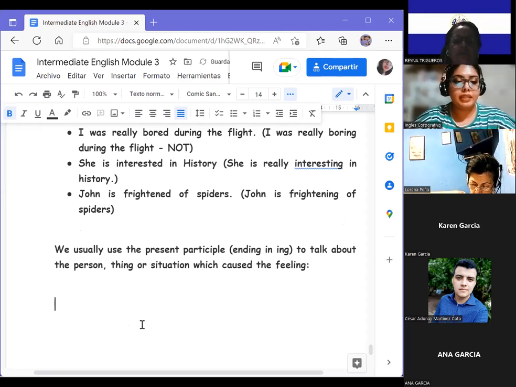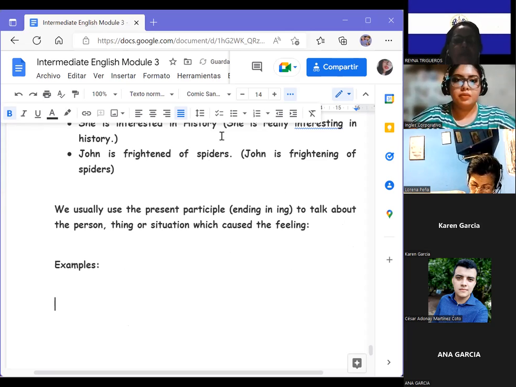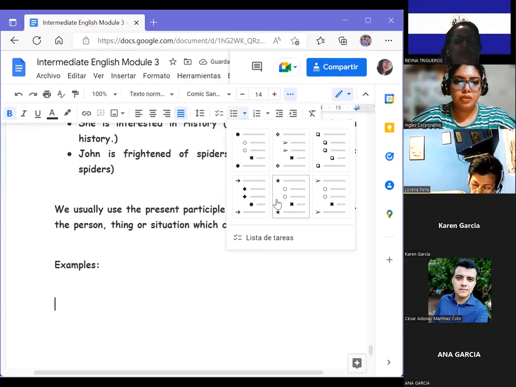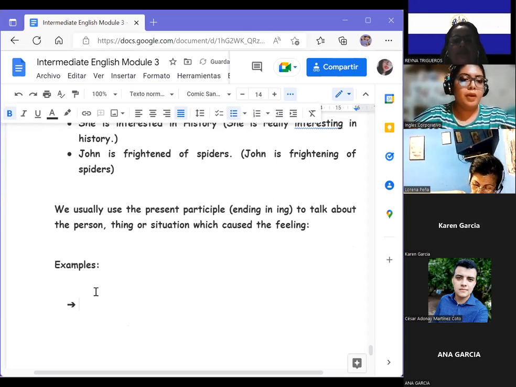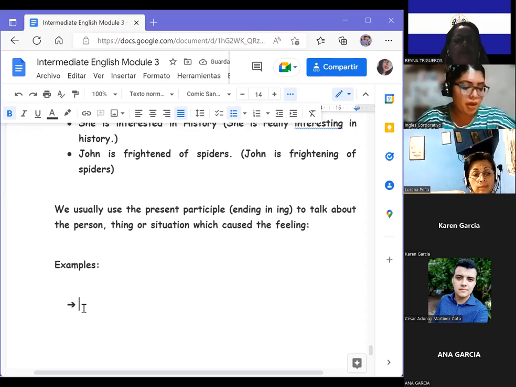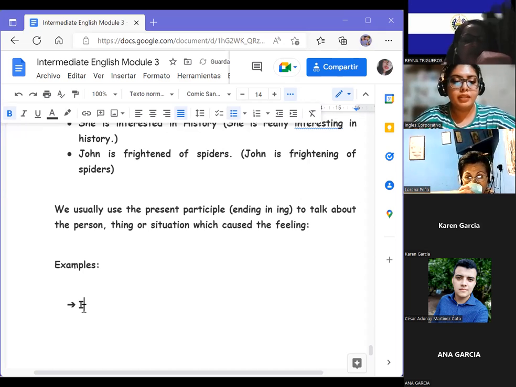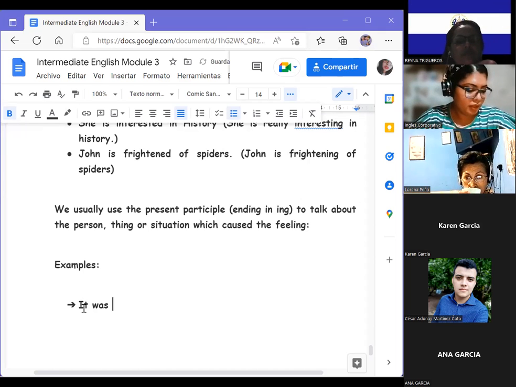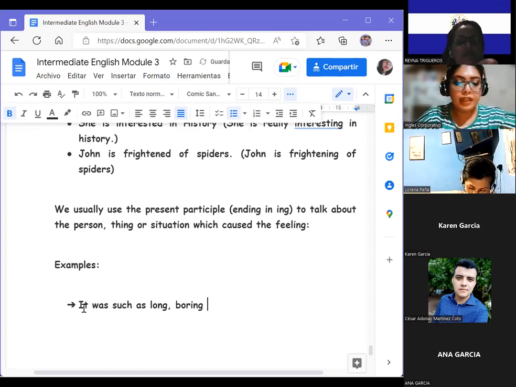So we have the examples. And we're going to use this one. Okay, we have the first example. It was such a long, boring flight.